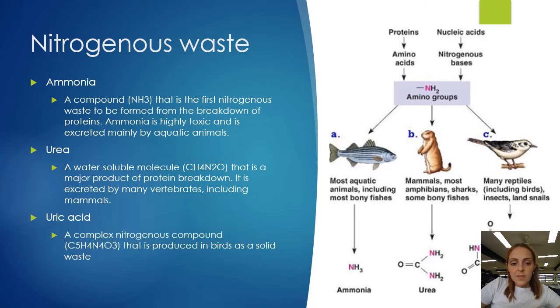The last waste type with our nitrogenous waste is uric acid, which, as I said, includes birds. It does include some insects and snails, as well as other reptiles. Now, uric acid is produced as a solid waste. So in birds, it's kind of like their pee and their poo are combined into this solid waste product.